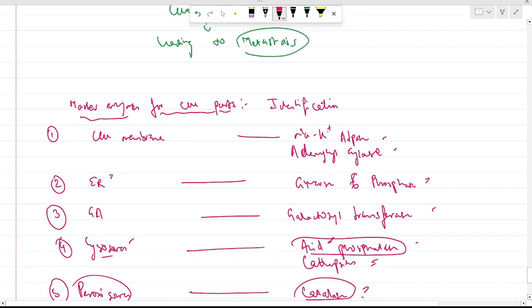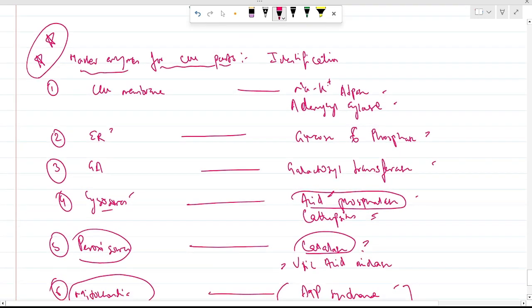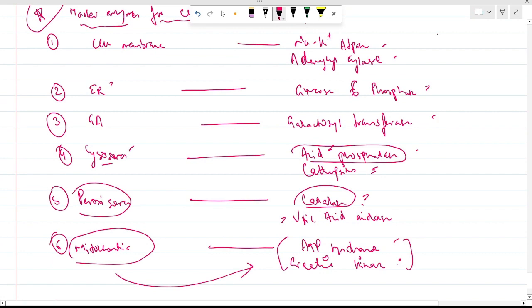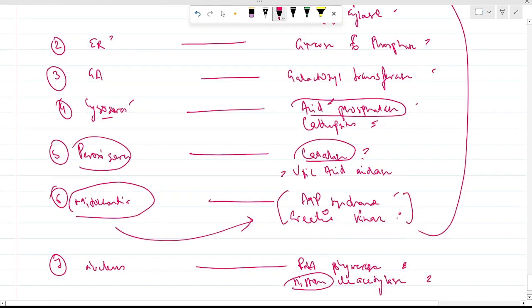So it's a very important discussion. I'm going to require this in the pathology subject in the second year. For now we have to remember these marker enzymes, very important.